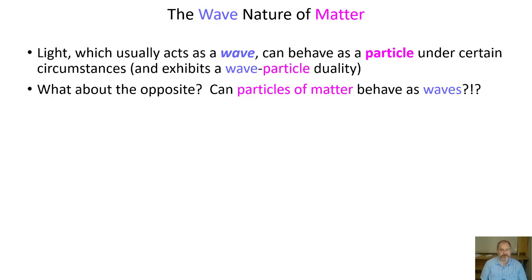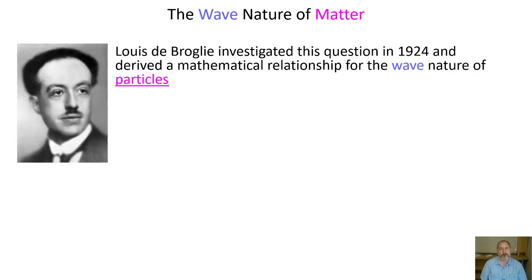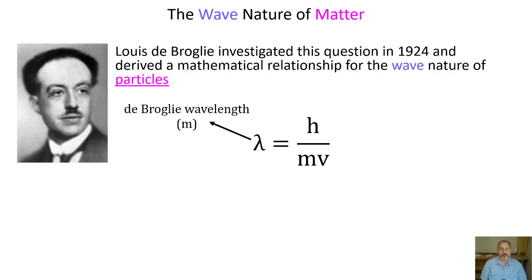Now, this might seem like a silly question, but this question was seriously considered by Louis de Broglie in 1924, a French physicist. Even though he had absolutely no experimental proof that particles have wave properties, he was able to derive a mathematical relationship giving the wavelength of a particle. This mathematical relationship is given as follows: lambda equals h over mv. Lambda in this circumstance is called the de Broglie wavelength, and it's given in units of meters.